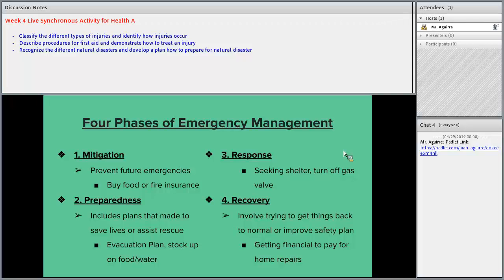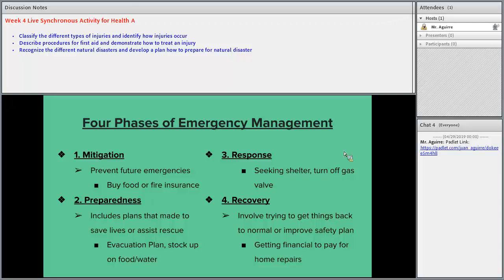Next we have number two, preparedness. Now this includes the plans that are made to help you save lives or even assist rescue. Now this is where you build the evacuation plan for wildfires, earthquakes, tornadoes, hurricanes, monsoons. But it's very important to stock up on food and water. You need food and water. You cannot survive without food, especially. Now this takes place before the emergencies. Be prepared.